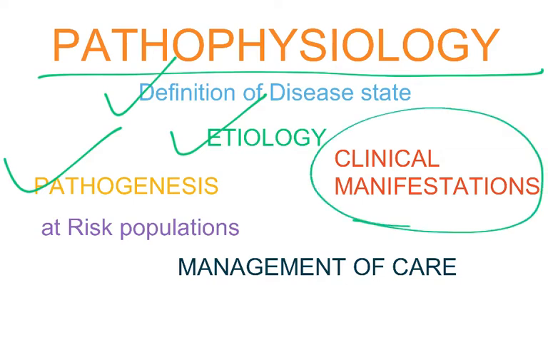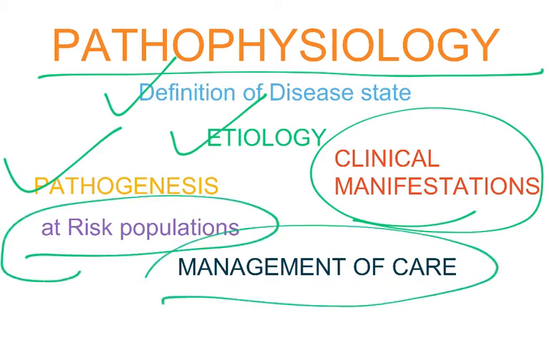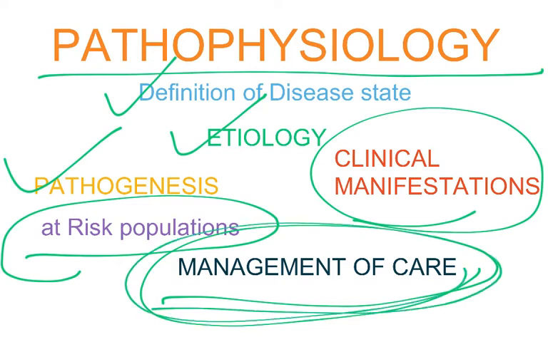Then we're going to look at the clinical manifestations. What are the signs and symptoms? What do we find on examination? And what are the symptoms that the patient reports? At-risk population, who gets this disease, and then management of care. You notice when we look at pathophysiology and we look at all of these things, we are focused on the management of care as the last part of the sequence. Okay.